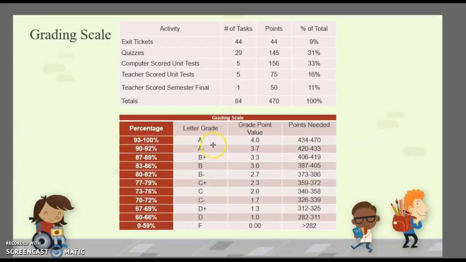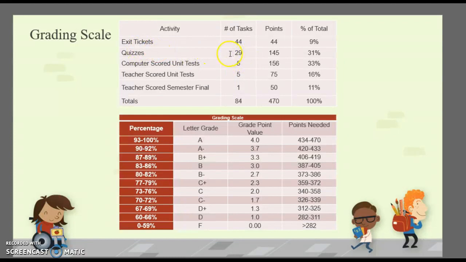All right, so here's our grading scale. Like I said, I have exit tickets. There's 44 of them for 44 points. So that's a lot of points. That's 9% of your grade. Okay, and this is really important because it helps me understand or gauge where you're at the end of the lesson. Did you totally understand the lesson? And stuff like that. So it's really important that you take those exit tickets seriously, answer the questions to the best of your ability, and then let me know if you didn't understand something.